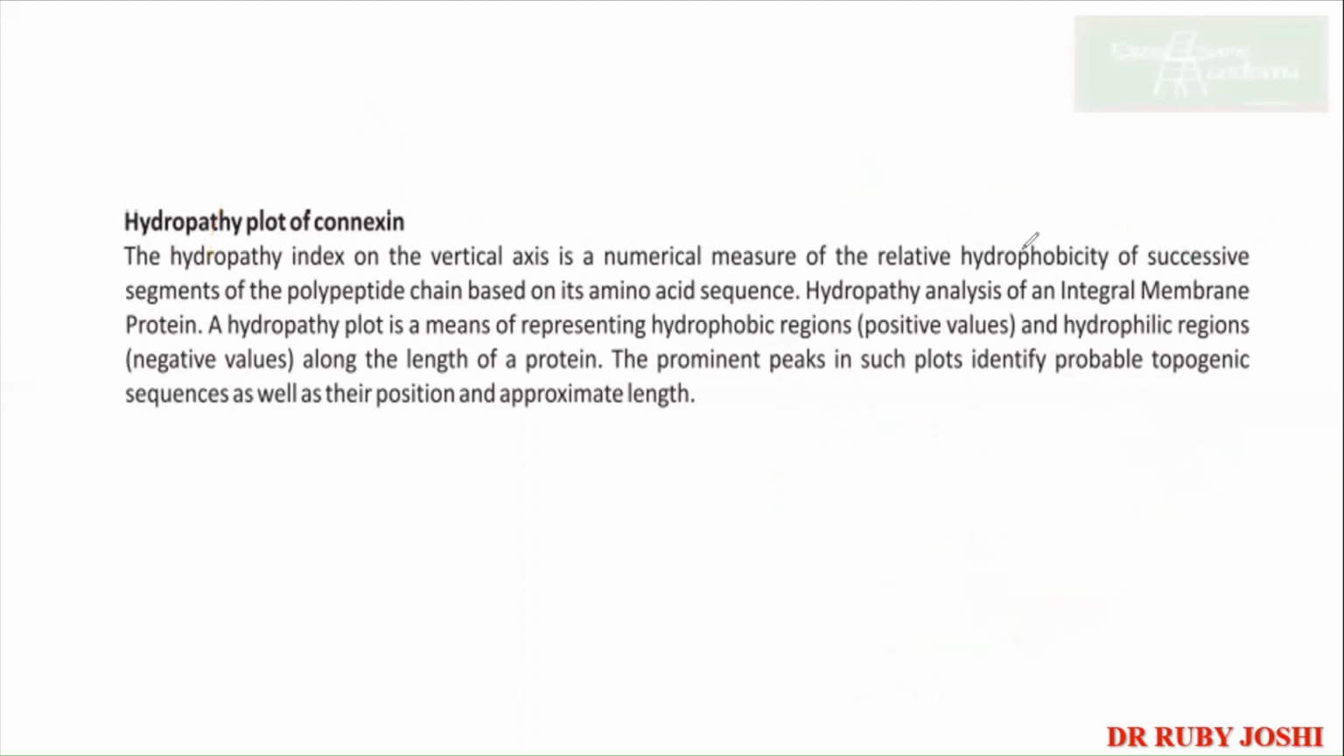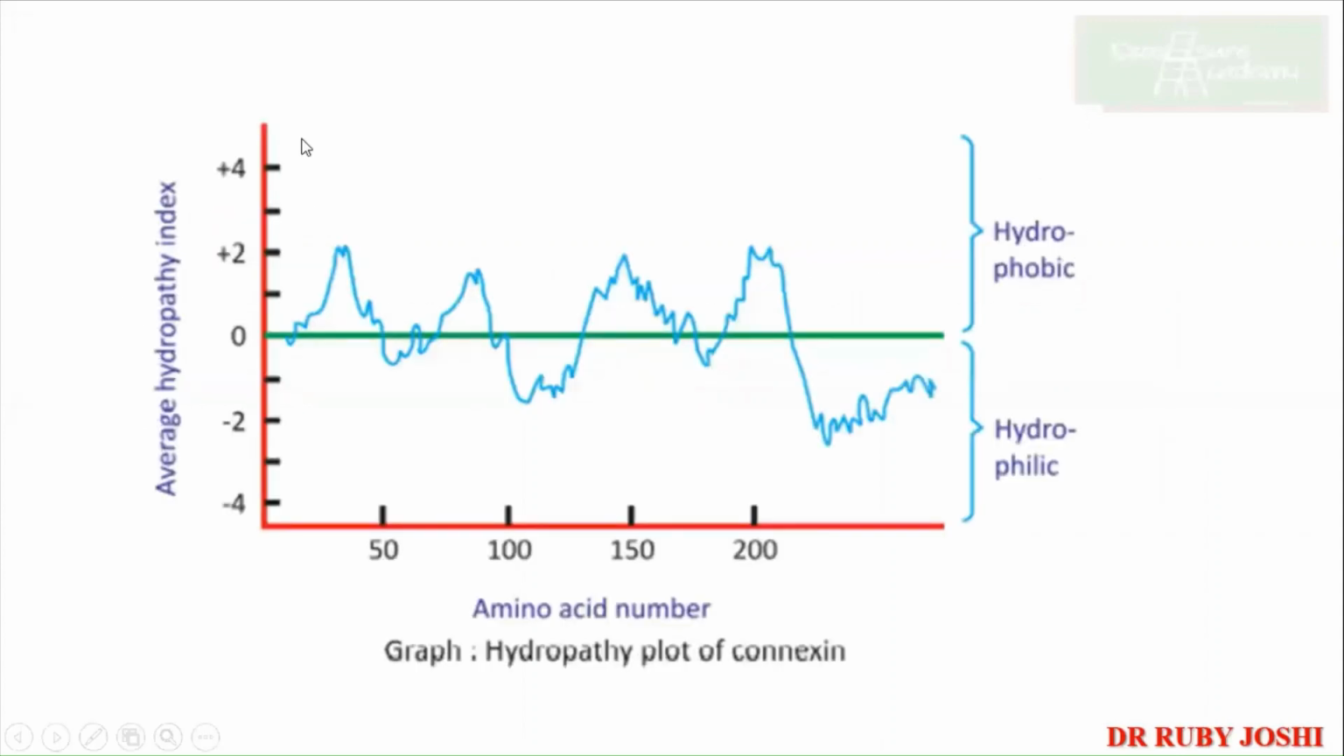Now let's come back to the hydropathy plot. Only the amino acid sequence will tell you how many hydrophobic amino acid residues are present. So this gives you an idea of how much non-ionic detergent you will have to use, or whether you need it at all. Let's see the plot. This is just one example, and most of the time during the interview we give such a plot and ask how much portion is hydrophobic and how much is hydrophilic. So look at the graph properly.